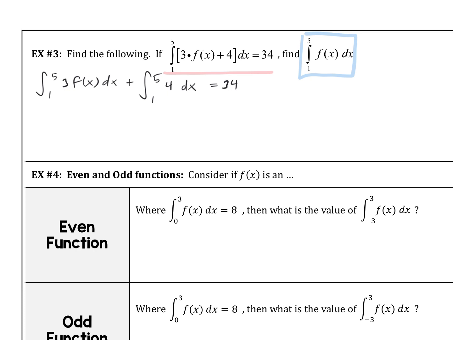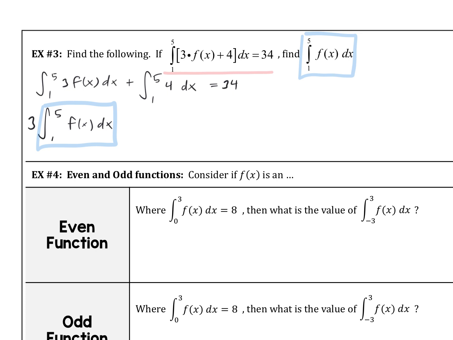Well, what property can I use to simplify this first one, to make it look just like this? Take the 3 out. Okay, so I can take the 3 out in front. And then I have the integral from 1 to 5 of f of x dx. So now this piece is by itself. We can solve for that piece. Obviously, we'll have to get rid of the 3, but we'll do that in a minute.